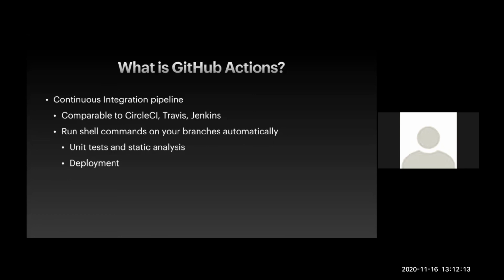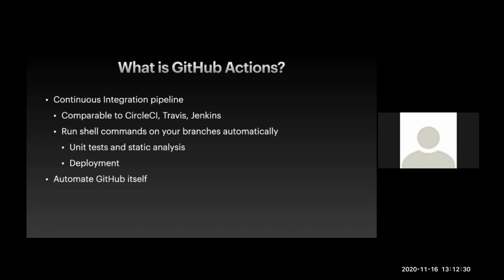So these are some of the things we're going to go over today. I have separate workflow files for unit tests, for static analysis, for deployment. So pretty exciting stuff. So that's one half of GitHub Actions. That's the continuous integration pipeline.